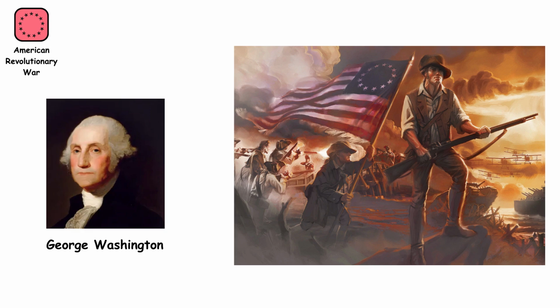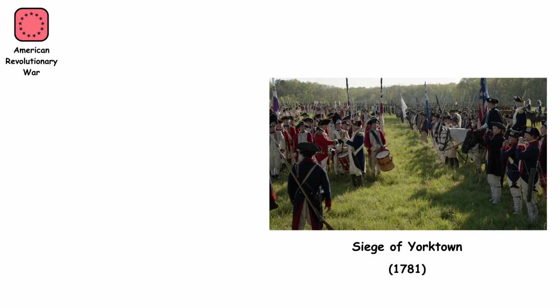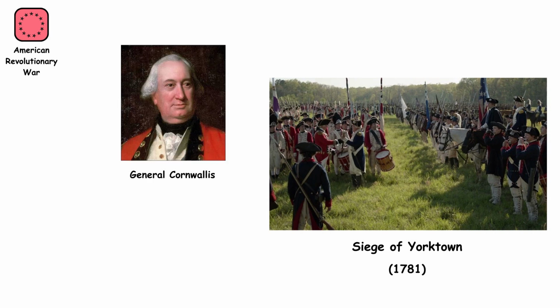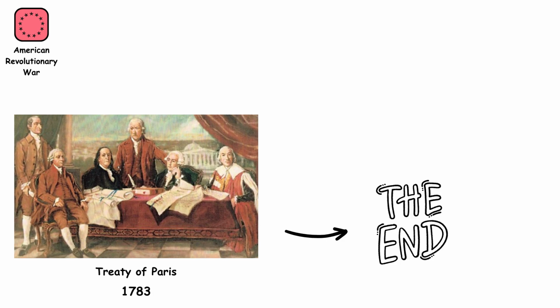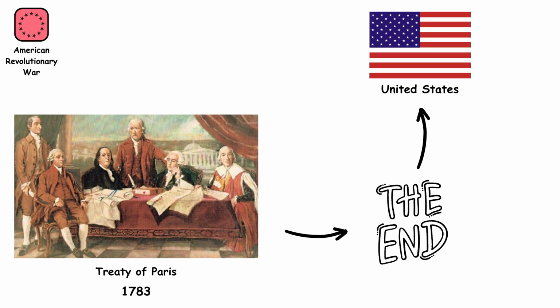The decisive victory at the Siege of Yorktown in 1781 forced British General Cornwallis to surrender, and the Treaty of Paris in 1783 officially ended the war, granting the United States independence and establishing a new nation.